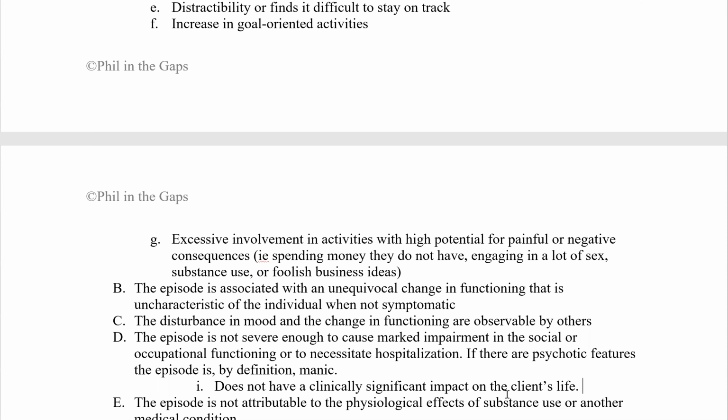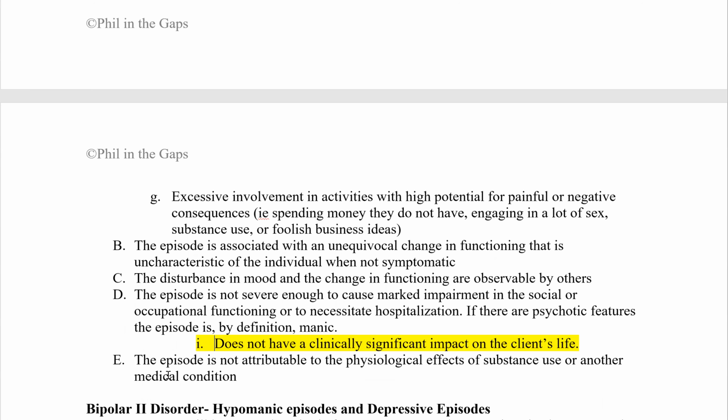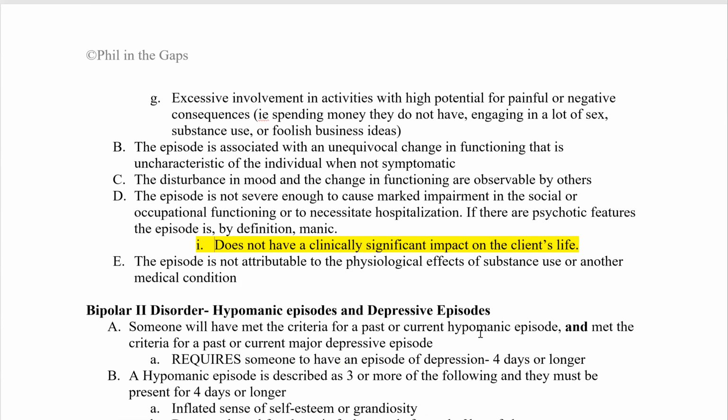And I know this is still under bipolar 1 disorder, but as I stated at the beginning, bipolar 2 disorder is associated with hypomanic episodes. So a huge difference between bipolar 1 disorder and bipolar 2 disorder is that bipolar 2 disorder does not require a clinically significant impact on the person's functioning, whereas manic episodes do have a clinically significant impact on the person's functioning. And the last specifier is the episode is not attributable to the physiological effects of substance use or another medical condition.